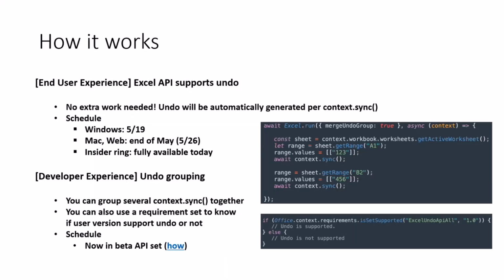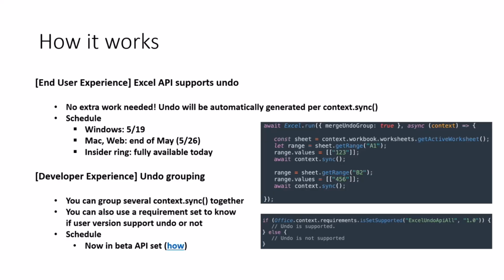To bring some more details, this feature is actually composed of two parts. The first part is what we call the end user experience. Before this, after users used most of the APIs, their undo stack would be cleaned, which definitely caused a lot of trouble. But right now, for all the developers and all the add-ins, we do not need any update, and these capabilities will be enabled for every user.